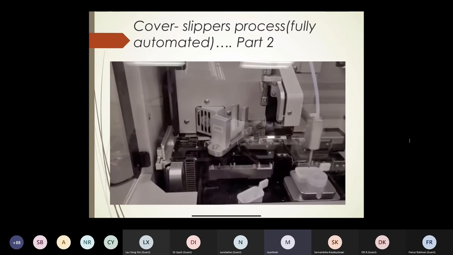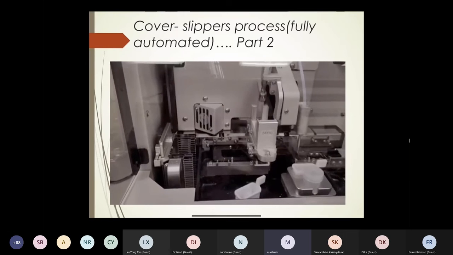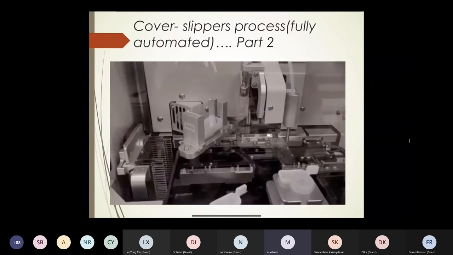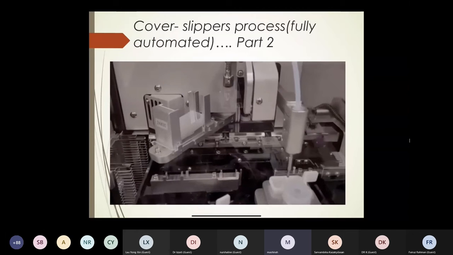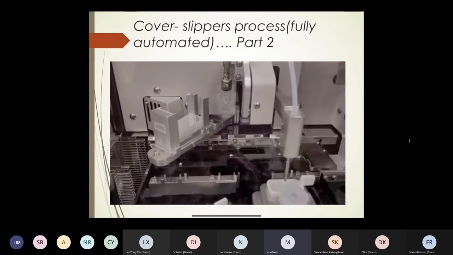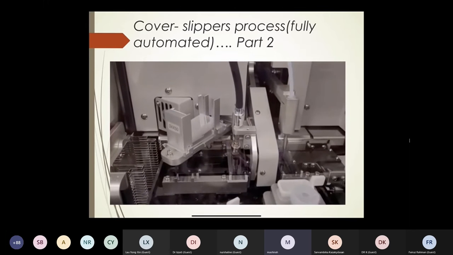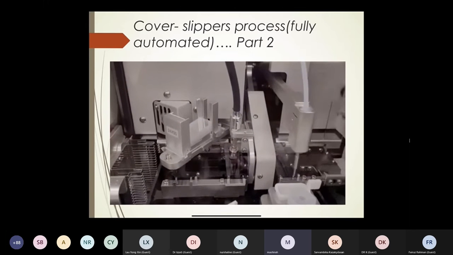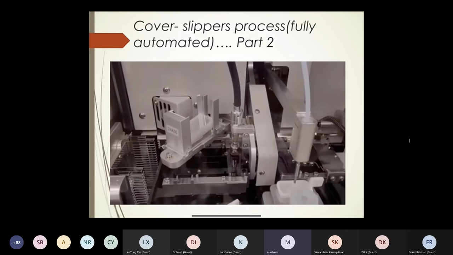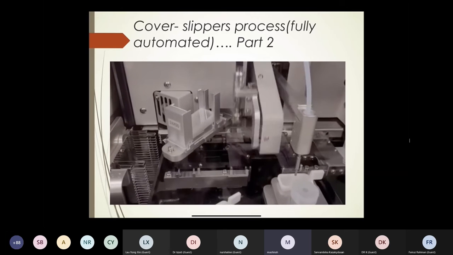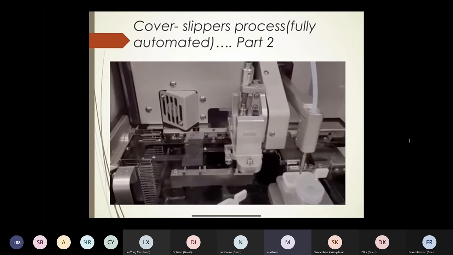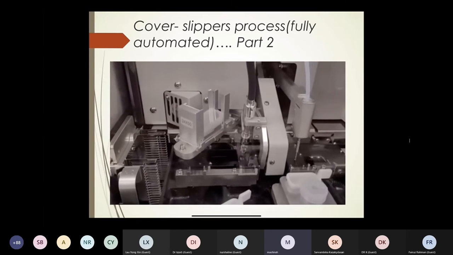As you can see on your right hand side, the robotic arm is applying specialized glue on top of the stained microscope slides, then followed by placement of thin layers of cover slips. Let it dry for a few minutes.